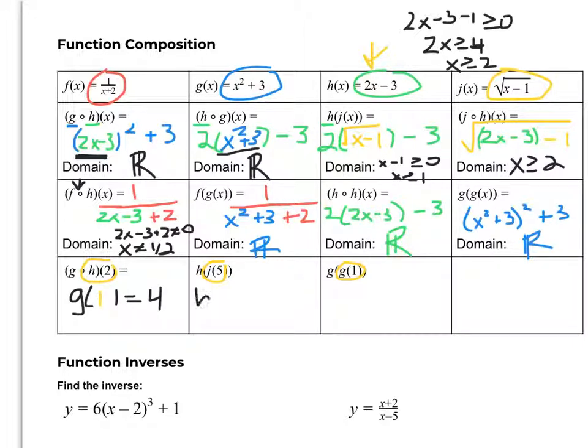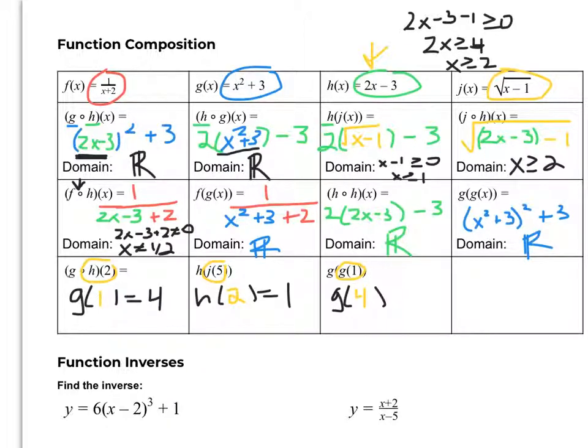So the next one, we have h of, plug 5 into j. 5 minus 1 is 4, square root of 4 is 2. And now we're going to plug 2 into h. 2 times 2 is 4, minus 3 is 1. And last, we're going to plug 1 into g. So when I plug 1 into g, I get 1 squared is 1, plus 3 is 4.